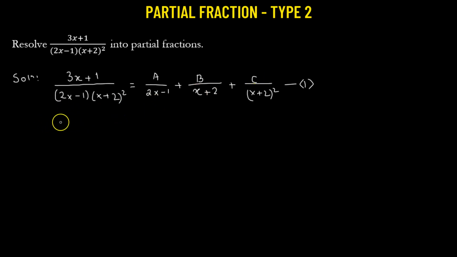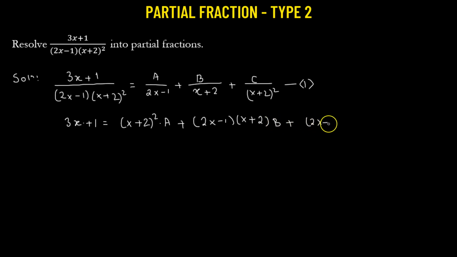First, what we'll do, we'll multiply throughout with the denominator of the rational fraction. So we have 3x plus 1 equals (x plus 2) whole squared multiplied to A, plus the second term will be (2x minus 1) multiplied to (x plus 2) times B, plus the third term, that will be (2x minus 1) multiplied to C. We're going to label this as equation number 2. We'll come back to equation number 2.